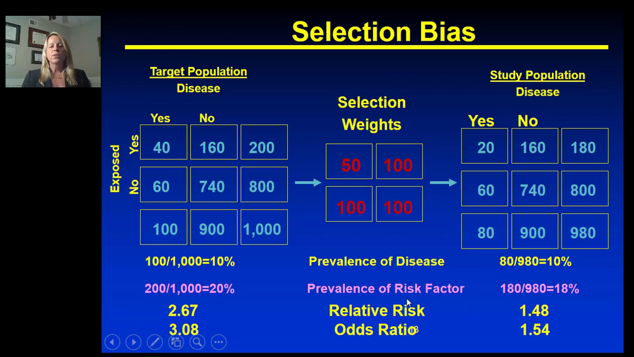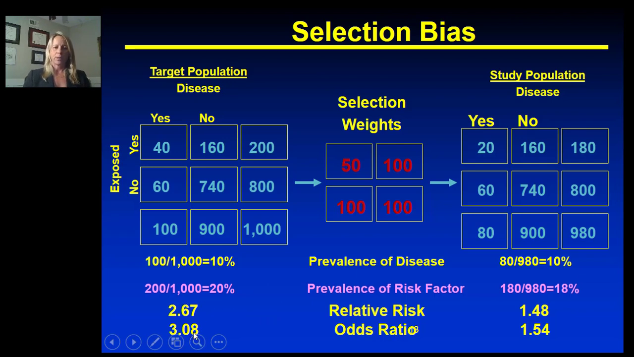And as far as the prevalence of the risk factor is concerned, because the overall numbers were so low, even with that imbalanced selection weighting, the prevalence of the risk factors are not too different in the study population sample versus the target population. But where you see the difference occurring is in your measure of association.